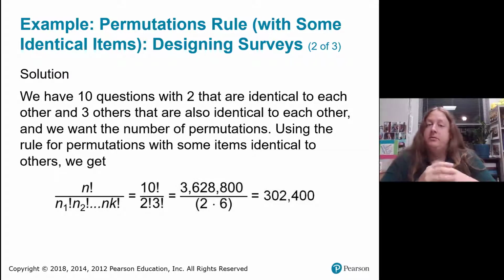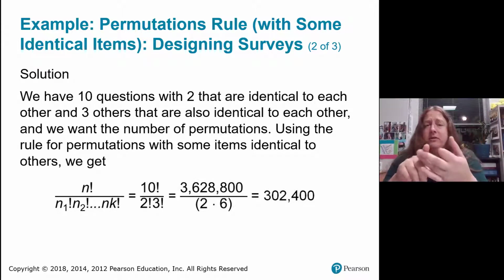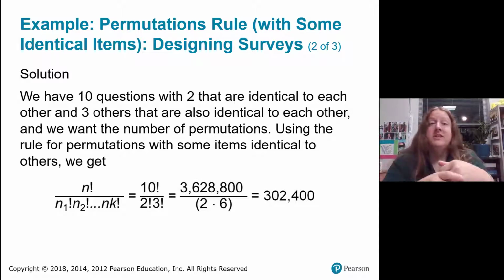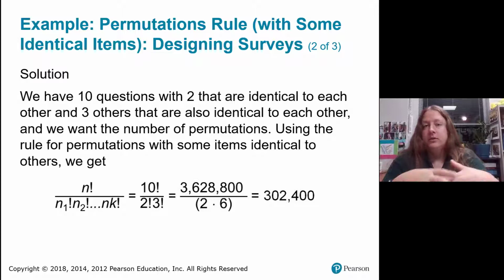And then 3 of them are identical. So I have 1, 2, and 3, and I don't know if they're asked in the order 1, 2, 3, or 3, 2, 1, or 2, 3, 1, or 2, 1, 3. Any of those possible orders, I can't tell the difference because they're identical questions. So those 3 questions can be put into any of 6 orders, all of which are identical to me. So I divide out by that 6, which we can find by saying it's 3 factorial.